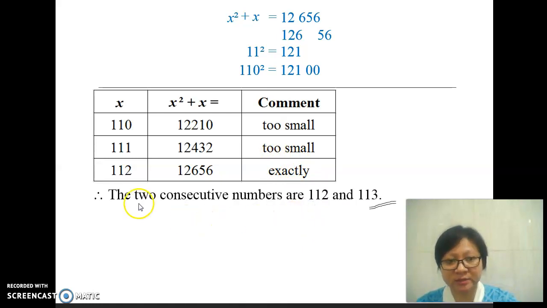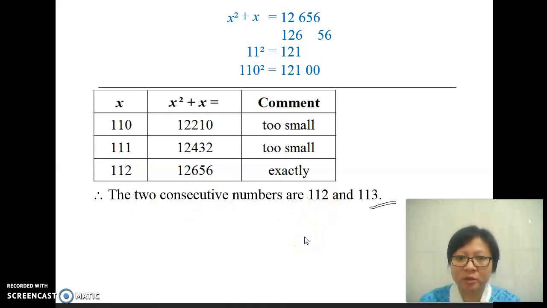So using the answer statement, the two consecutive numbers are 112 and 113. This is how we use the trial and improvement methods.